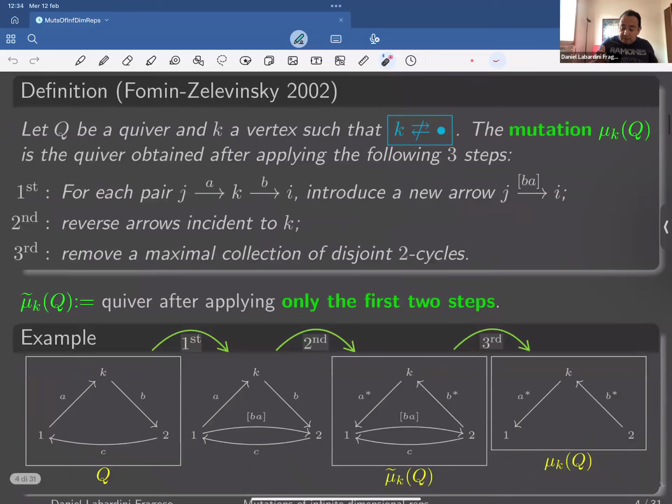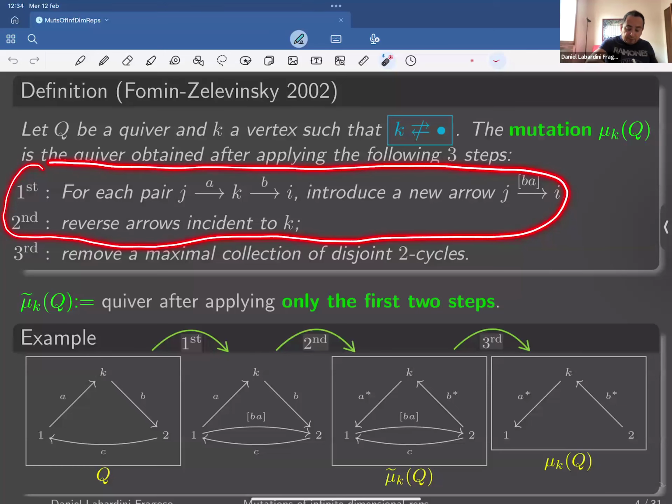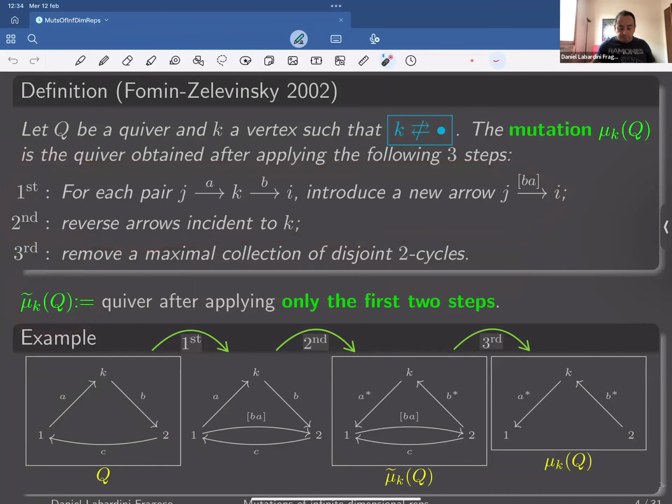It is, for technical reasons, important to give some notation for the quiver obtained after applying only the first two steps, namely before removing two cycles from the picture. This is going to be denoted just μ̃_k(Q).